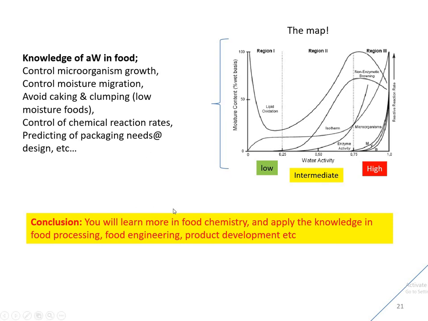Okay guys, the conclusion is you will learn more of this in food chemistry, and then you can apply the knowledge in food processing, food engineering, and product development. So that's all about water as a component in food. Next, we're going to go into more food components like carbohydrates, proteins, and lipids. Okay, so happy learning.